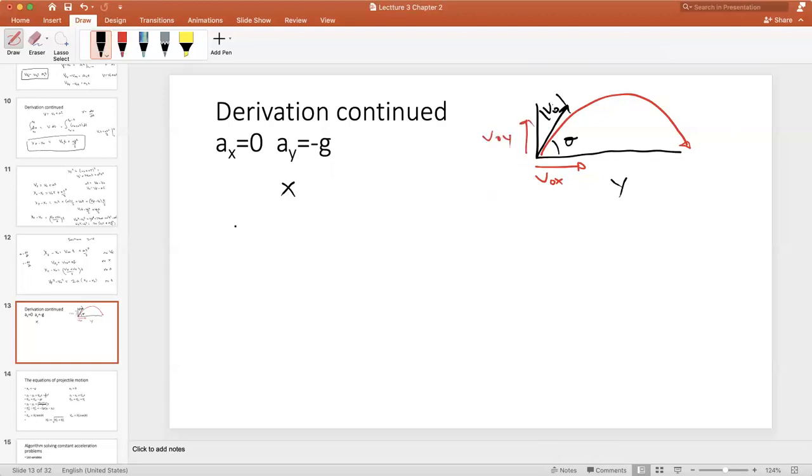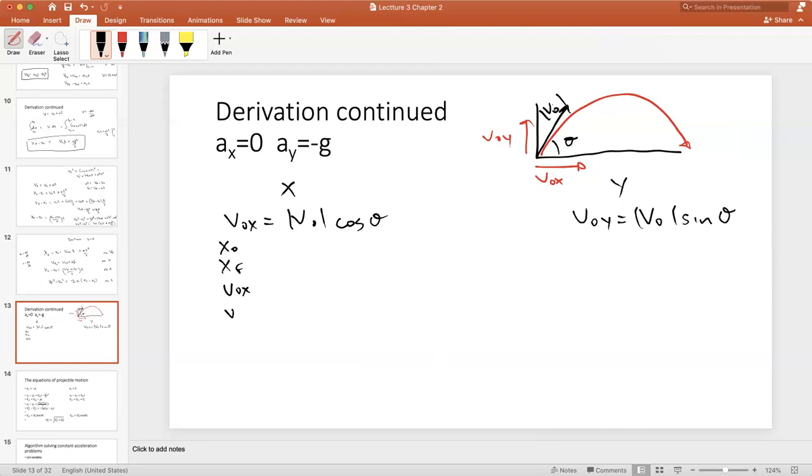And how you find those: v naught in the x is whatever the magnitude of the initial velocity is times cosine of the angle, and v naught in the y is the magnitude times sine of the angle. Those give you your initial velocities. But everything else that we do is we write down the variables that appear in those equations. V naught of x, v final of x, a of x, and t. And here we write down y naught and y final, and v naught of y, and v final of y, and a of y, and t.